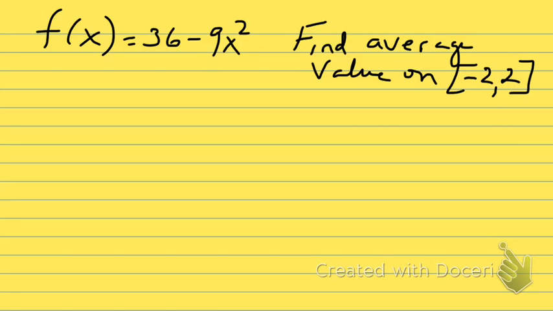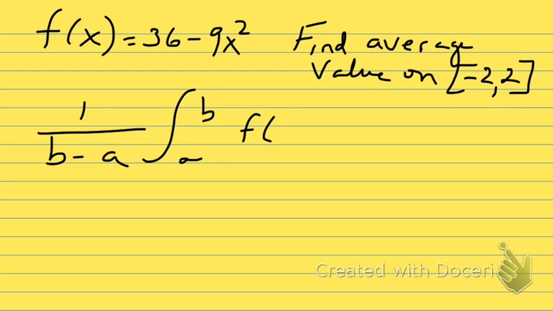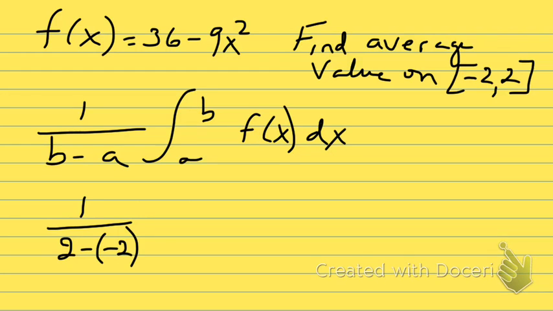Our task is to find the average value of this function. To do so, we're going to follow a formula that looks like this: 1 over b minus a times the antiderivative from a to b of the function in the direction of x. Okay, well that's going to be 1 over positive 2 take away negative 2. Alright, we got that part.